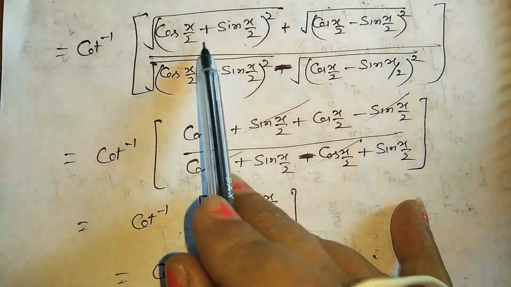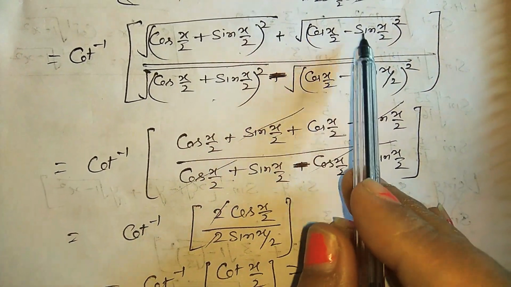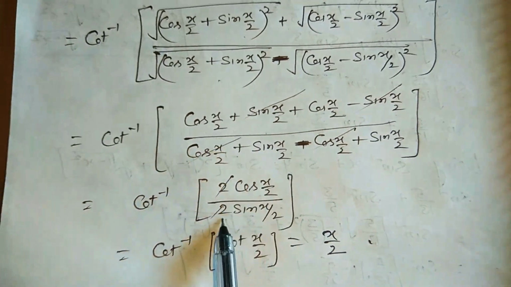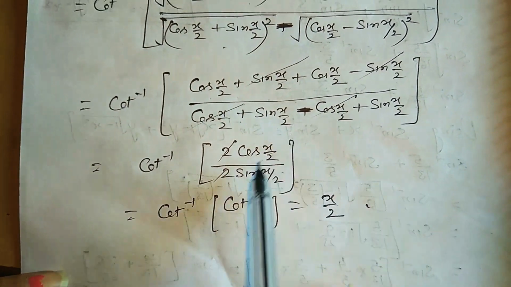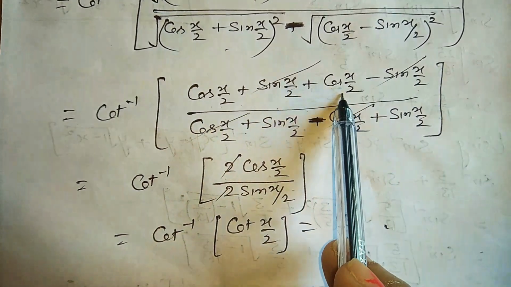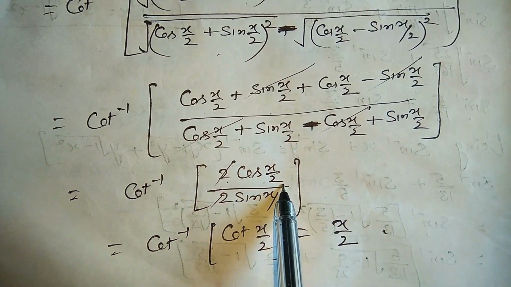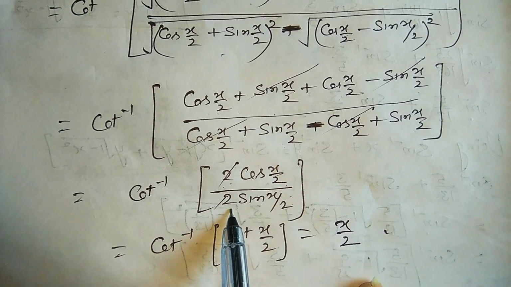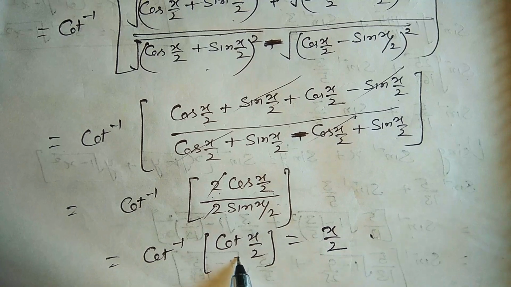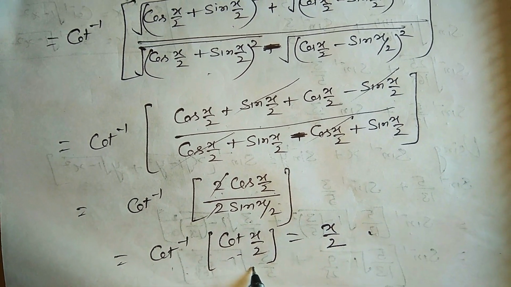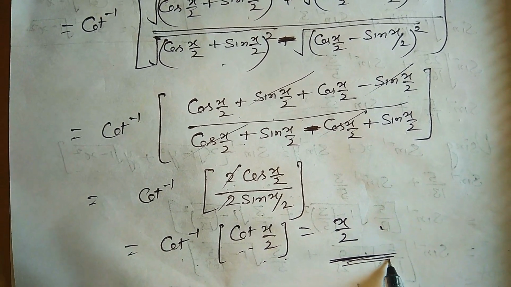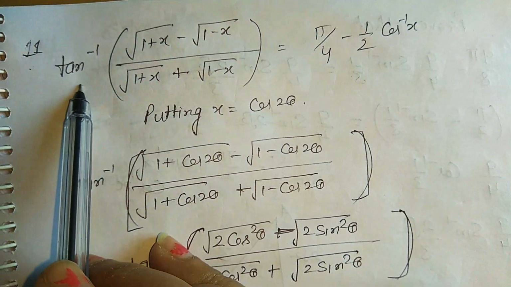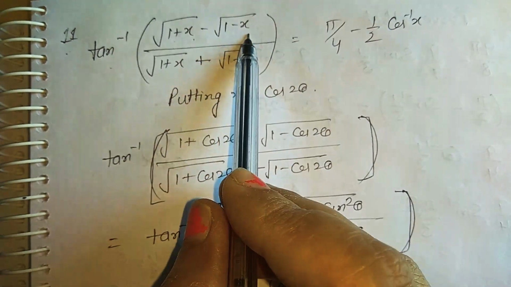It will be cos x/2 plus sin x/2, plus cos x/2 minus sin x/2. The denominator is the same. So sin x/2 cancels with sin x/2. Cos x/2 plus cos x/2 is 2 cos x/2, and sin x/2 plus sin x/2 is 2 sin x/2. 2 cancels with 2. Cos x/2 upon sin x/2 is cot x/2. Cot inverse of cot x/2 is x/2. This is the answer.